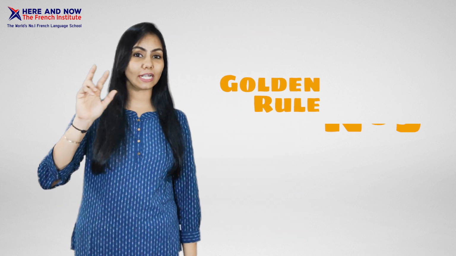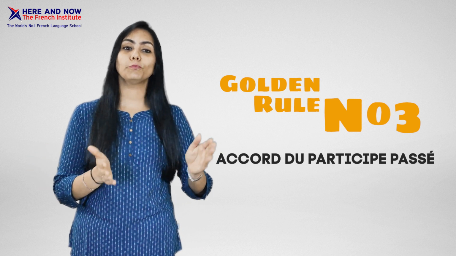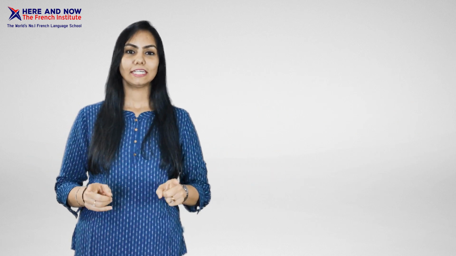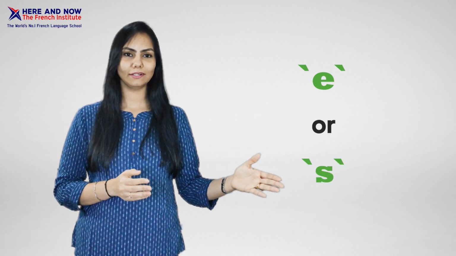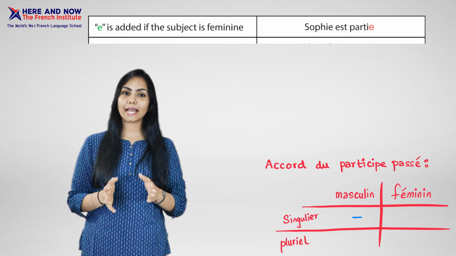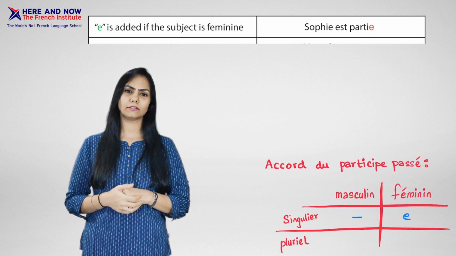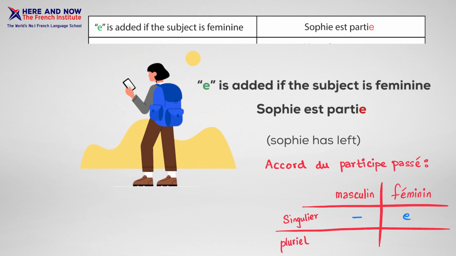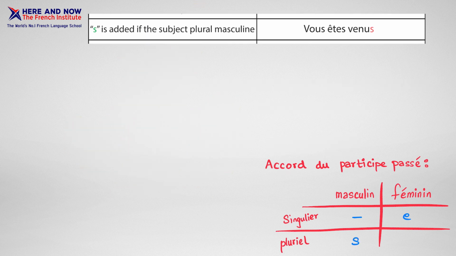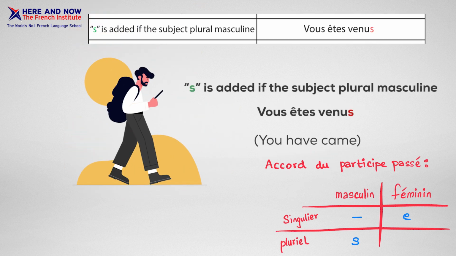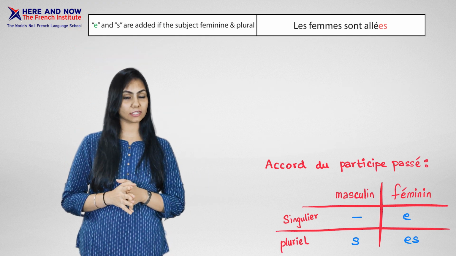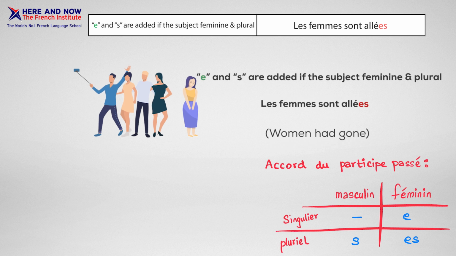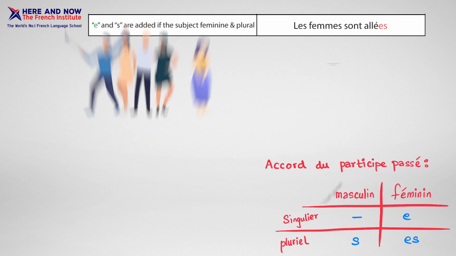Finally, the golden rule number 3. Accord du participe passé. For être, it is necessary to add a or s to the past participle as follows. A is added if the subject is feminine. Sophie est partie. S is added if the subject is plural. Vous êtes venu? A and S are added if the subject is feminine and plural. Les femmes sont allées.